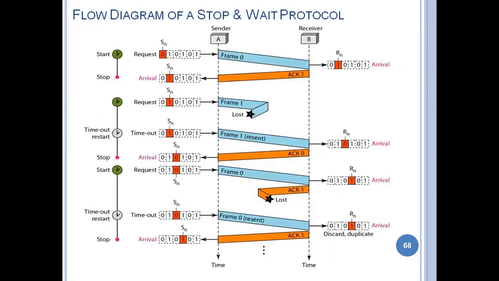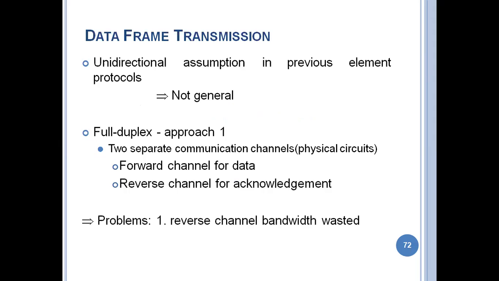So these are the protocols for simplex and half duplex. Now moving to the sliding window protocol. Sliding window protocol means bidirectional protocols. There are three approaches for bidirectional transmission.